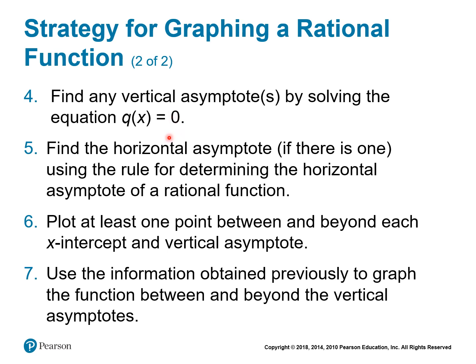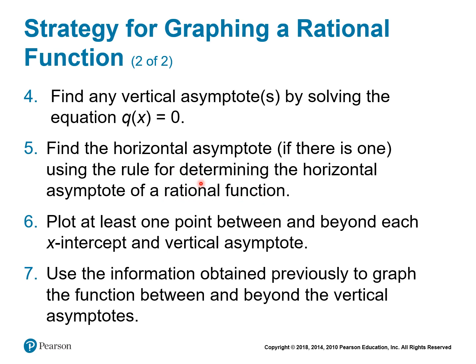And based on the values that we find of x from the equation, those will be the locations of the vertical asymptotes. Now, we may have 0 vertical asymptotes, we may have 1, or 2, or multiple vertical asymptotes. Number 5 is find the horizontal asymptote if there is one, using the rule for determining the horizontal asymptote of a rational function. So we had those 3 rules.